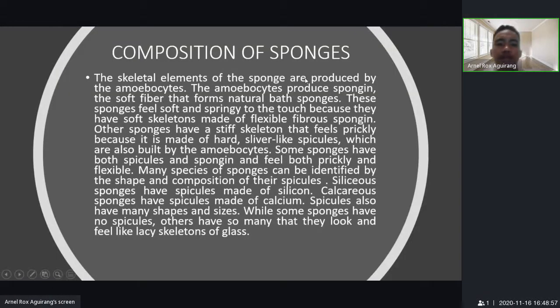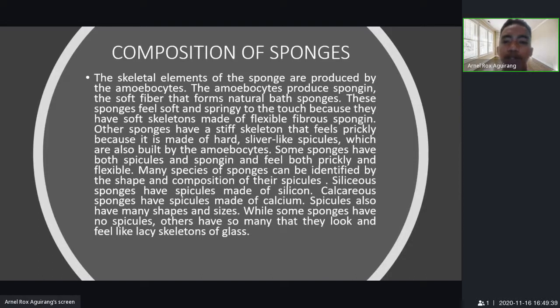The composition of sponges. The skeletal elements of sponges are produced by the amoebocyte. So not only for digestion and circulation, the amoebocyte also produces spongin, the soft fiber that forms natural bath sponges. These sponges feel so soft and springy to touch because they have soft skeletons made up of flexible fibrous spongin. So sponges are known to be soft. It is because of the spongin.